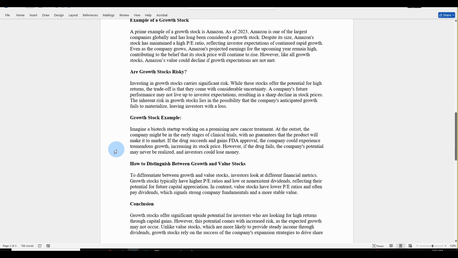Growth stock example. Imagine a biotech startup working on a promising new cancer treatment. At the outset, the company might be in the early stages of clinical trials with no guarantees that the product will make it to the market. If the drug succeeds and gains FDA approval, the company could experience tremendous growth, increasing its stock price. However, if the drug fails, the company's potential may never be realized and investors could lose money.